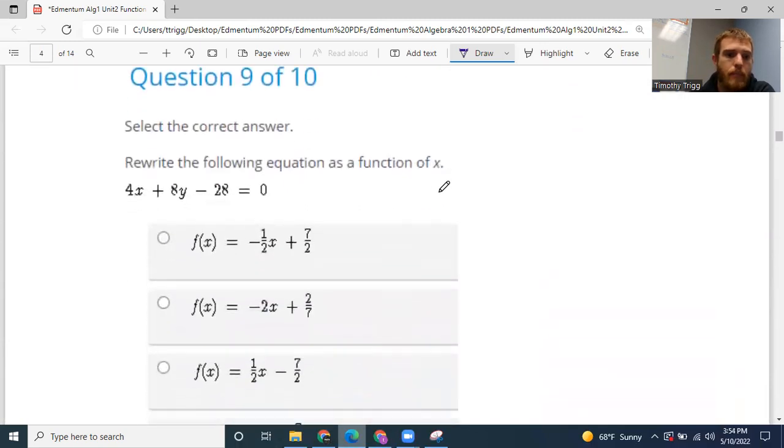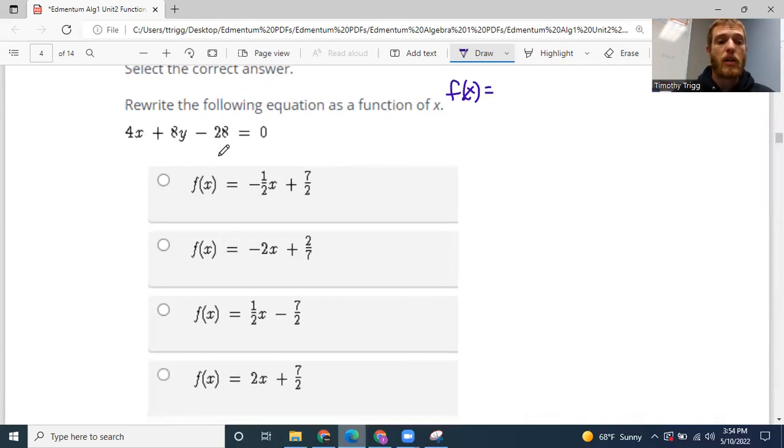Okay. Question 9. Rewrite the following equation as a function of x. So we want to first write it as y equals, because when we write it as y equals, we just replace y with f of x to write it in function notation. So y, or your output, we could replace with f of x equals. My goal here is to get y by itself, so we're going to solve for y.